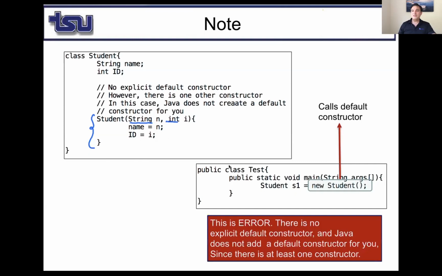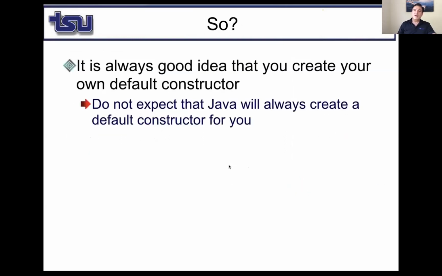You see, you have to be really careful. And this tells us that it's always a good idea to create your own default constructor. That's a good practice because you never know if Java will create a default constructor for you or not, especially when you have a large program, you cannot keep track of your constructors. So always put a default constructor for yourself. Don't expect Java to create one for you.